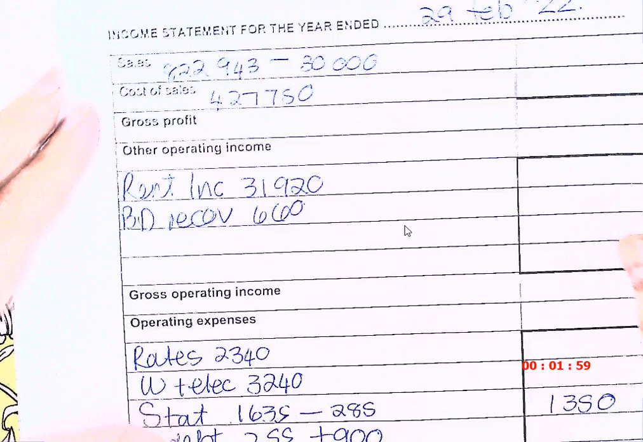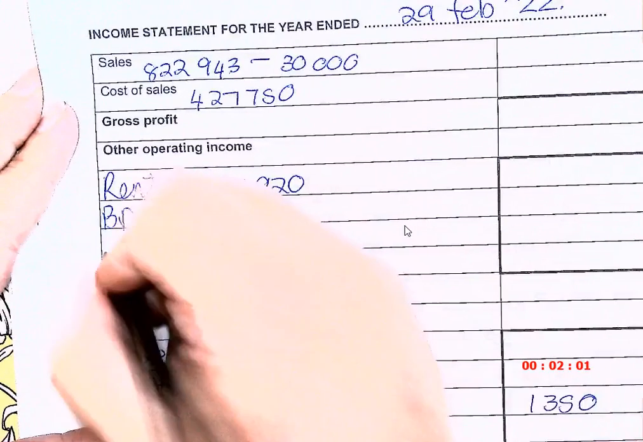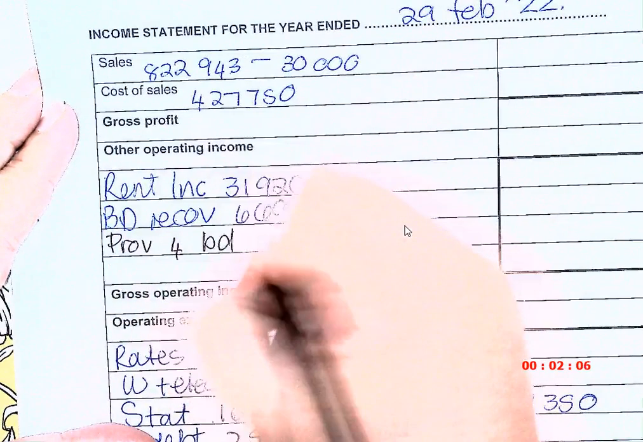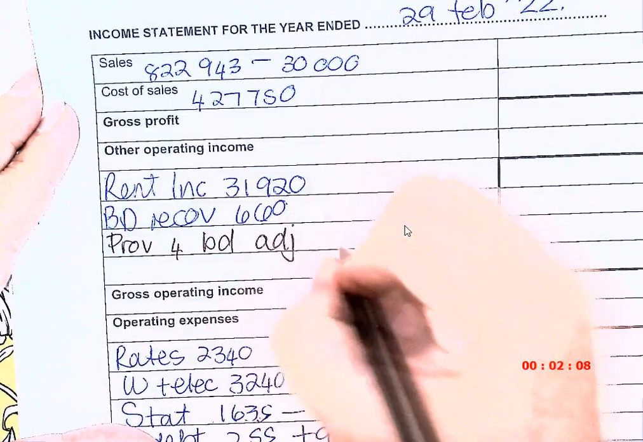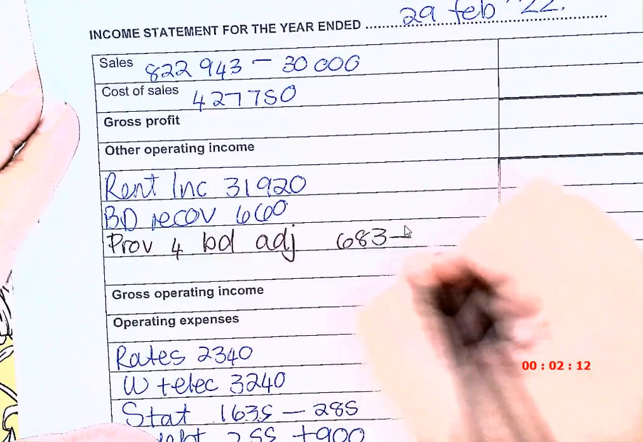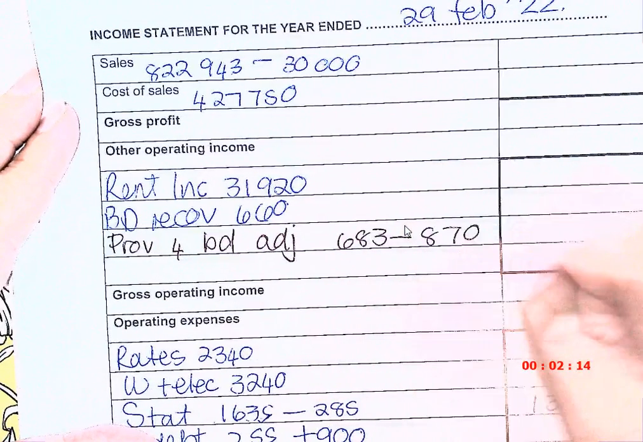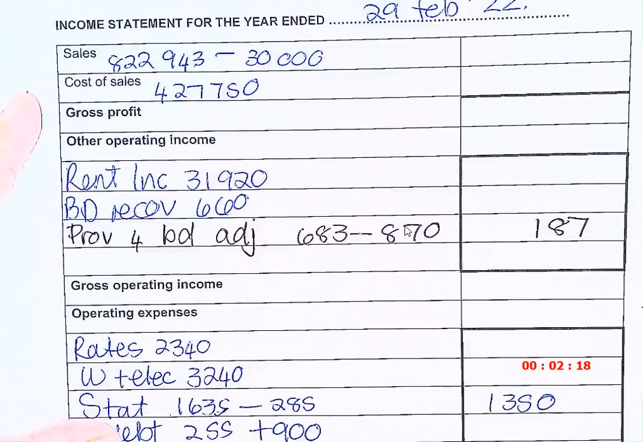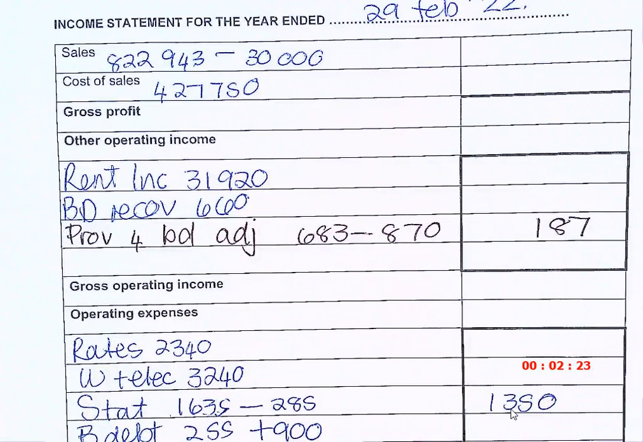It's an income. So I'm going to have provision for bad debt adjustment. It's going to be 683 less 870 gives me 187. Everybody sharp? Ma'am, may you please re-explain what you just did?